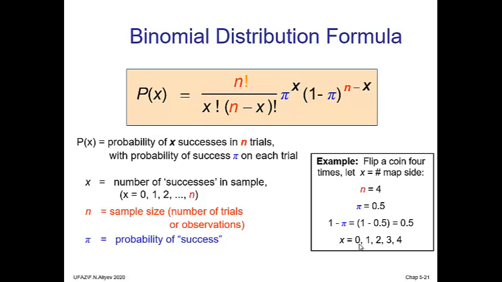When, for example, none of them is the map side, you should put x equal to 0 in the formula. What's the probability for these conditions? Number of map sides equal to 1: just x equal to 1, n equal to 4, pi equal to 0.5. It's automatically calculated for you.